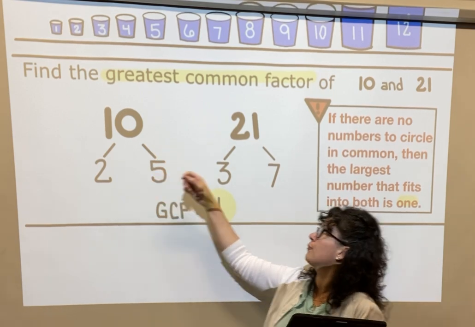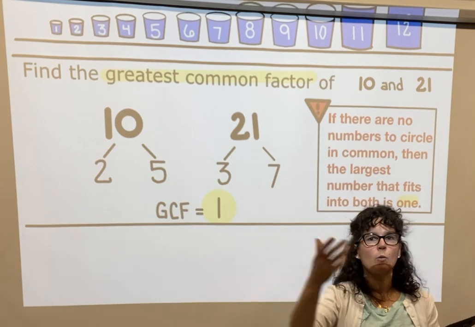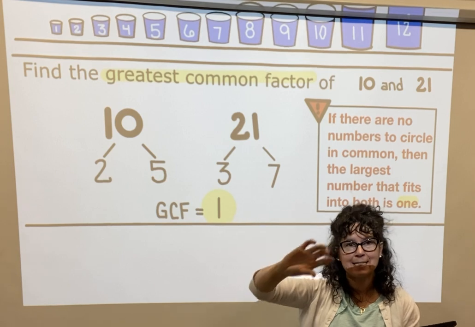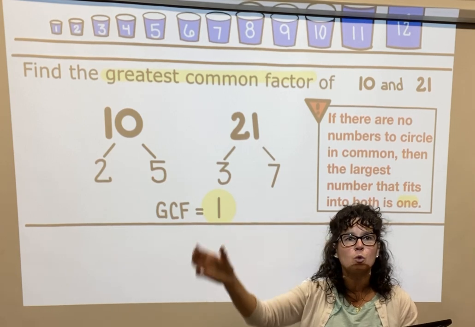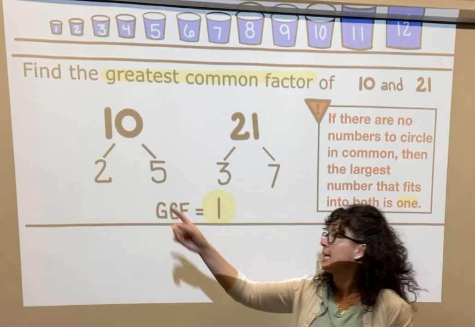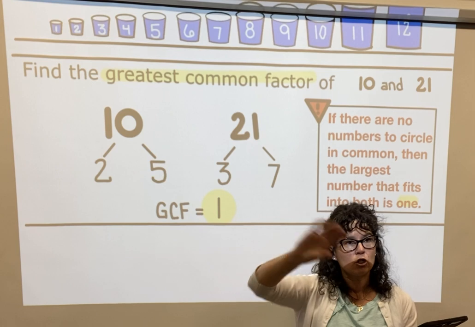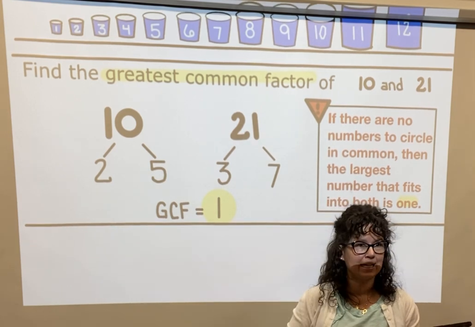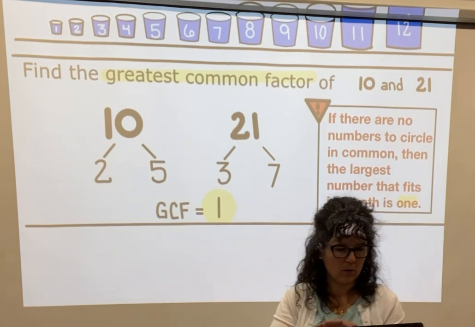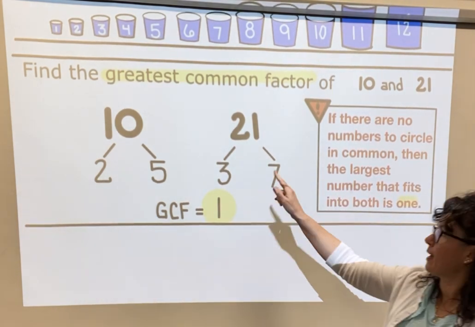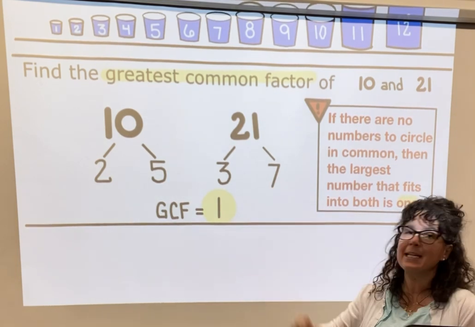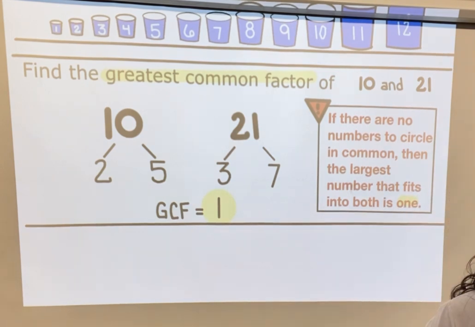If I try to fill a glass that holds 21 using a cup with 2, 4, 6, 8, 10, 12, 14, 16, 18, 20, 22, it overflows. 2 is not a factor of 21. It is a factor of 10. 2, 4, 6, 8, 10, and it doesn't overflow. Okay, so make your factor tree, circle what's in common, multiply those together and get your answer. But if you don't see anything in common, then 1 is the biggest thing that fits.